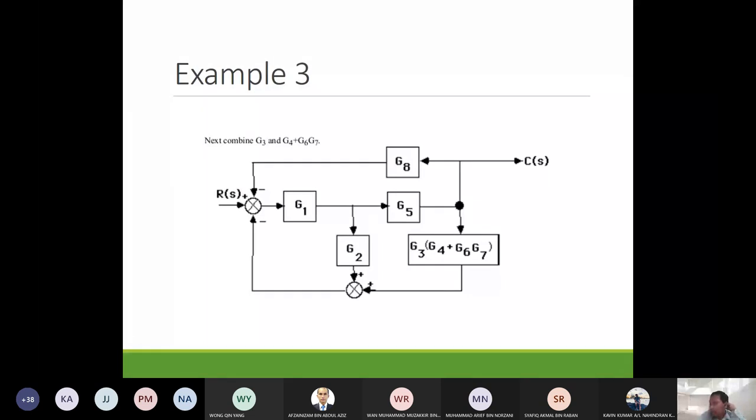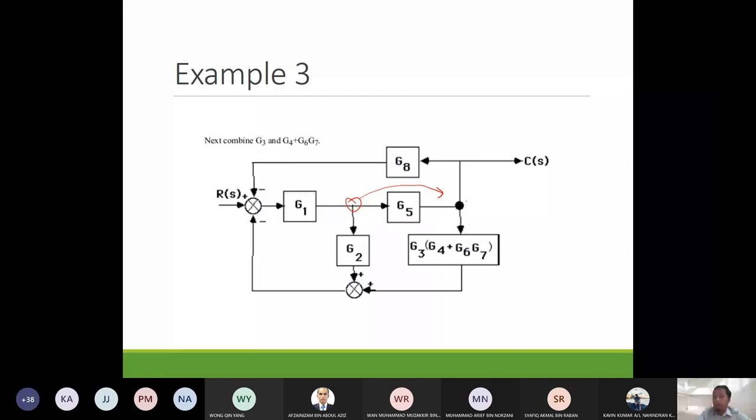So when you get this, you need to start thinking about shifting. There is no cascade arrangement, no parallel, and no feedback arrangement. So you need to start thinking of shifting the pick-off point. The pick-off point that you can shift is this one, because you want to shift it to the right. You can shift this to the left, but the step will be different, not times one over something. The step will be different, but you can. So we shift that pick off point to the right.